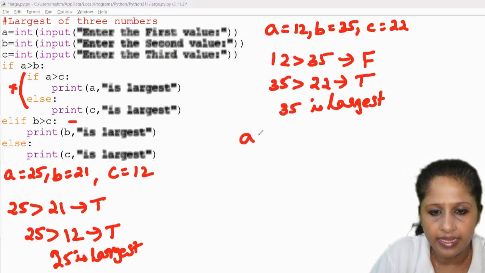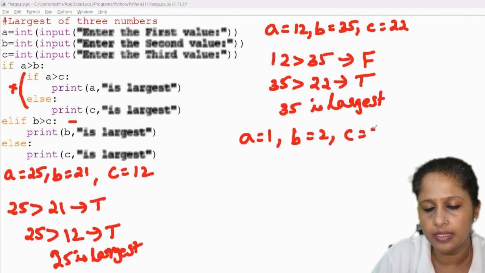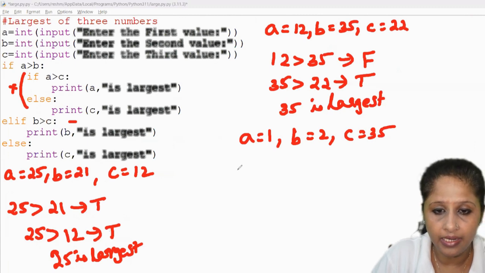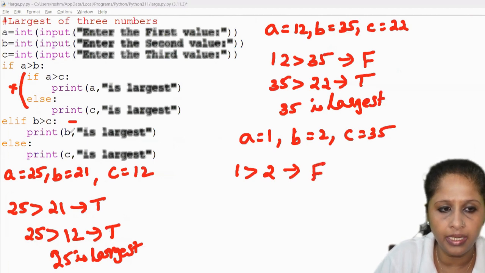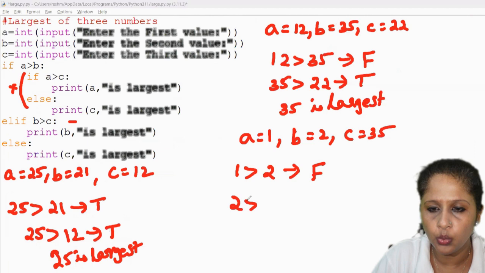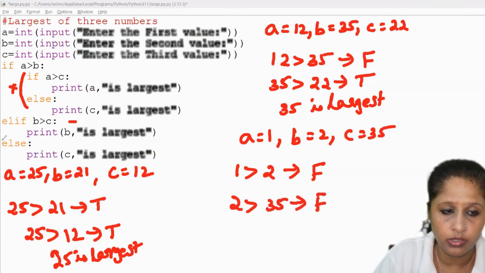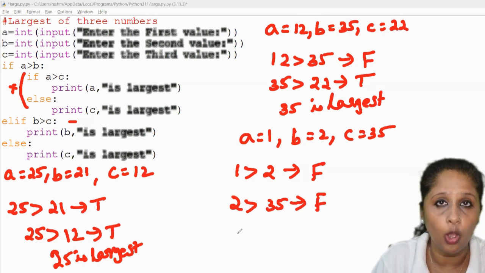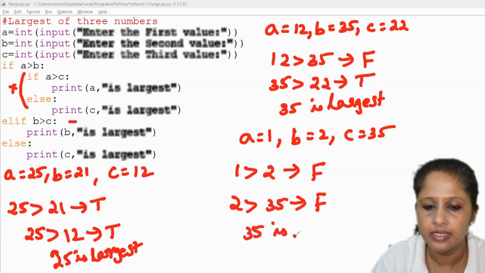Then in the third case, I have given A equal to 1, B equal to 2 and C is equal to 35. So here first it is checking whether 1 greater than 2. Is it satisfying? No. So it goes to elif part, that is B greater than C, that means 2 greater than 35. Is it satisfying? No, that is also not satisfying. So it goes directly to the else part, whether C is greater than all other values. So here it prints 35 is largest.